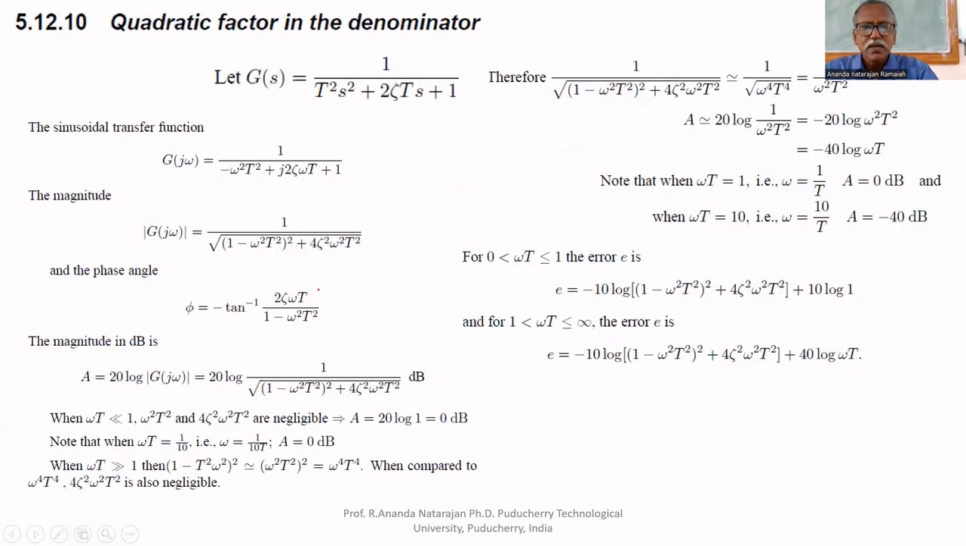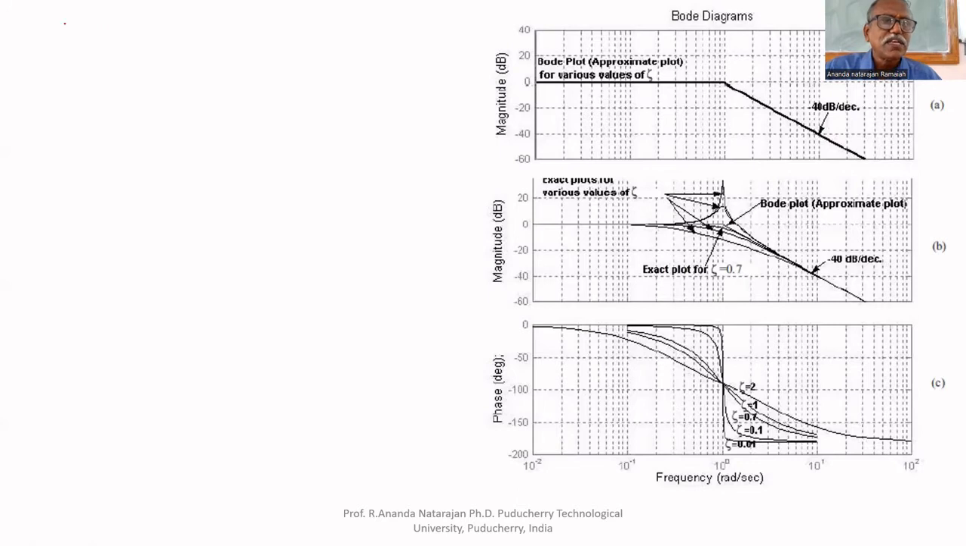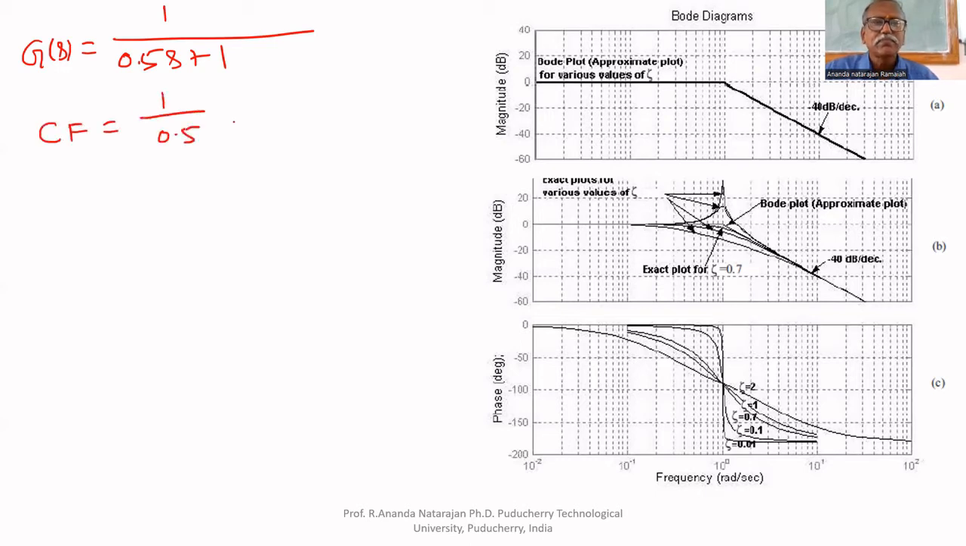Another example. G of s equal to 1 by 0.5s plus 1. Tau equal to what? 0.5. What is the corner frequency? Corner frequency equal to 1 by 0.5, that is equal to 2.